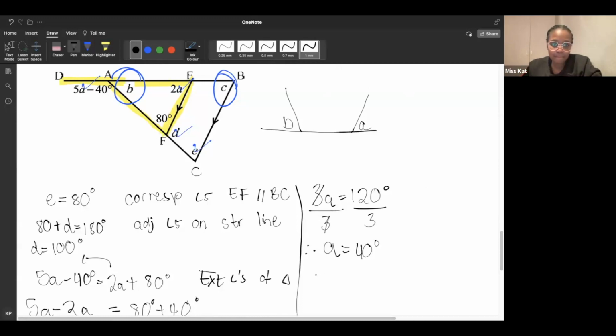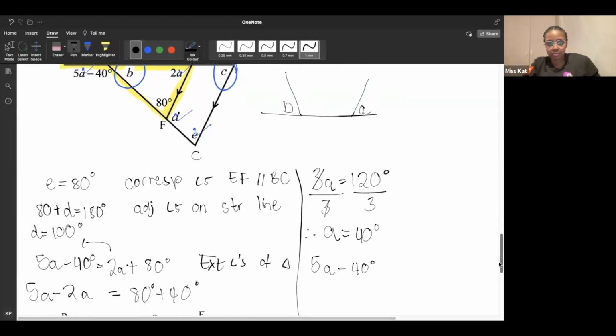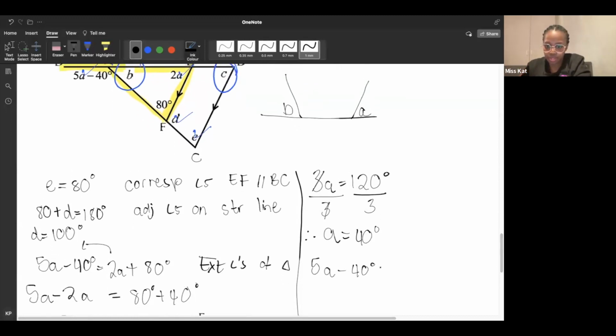5a minus 40 and b are on a straight line. They are adjacent, so they must be equal to 180. So 5a minus 40 plus b equals 180. We said our reason is adjacent angles on a straight line. Then what? And a is equal to 40.